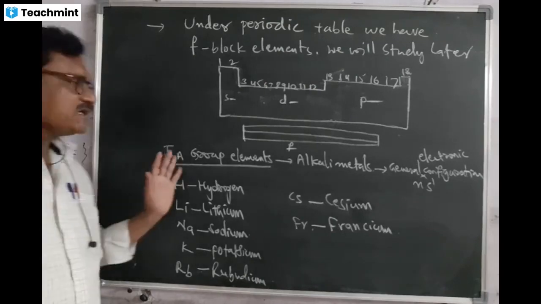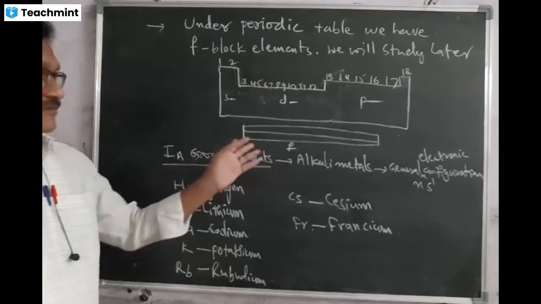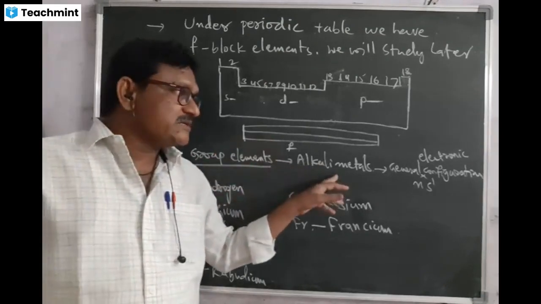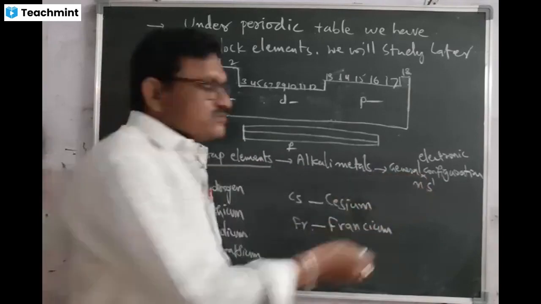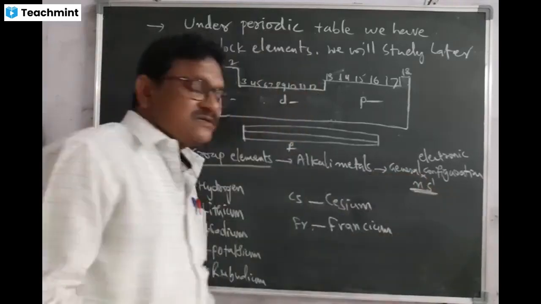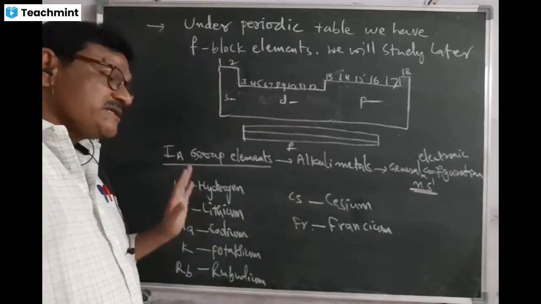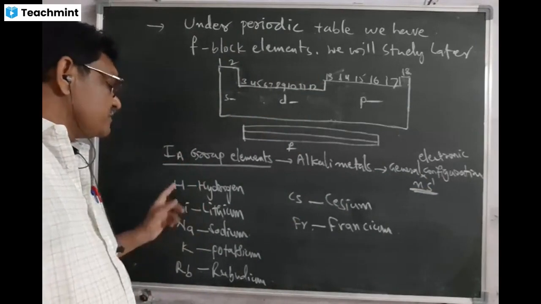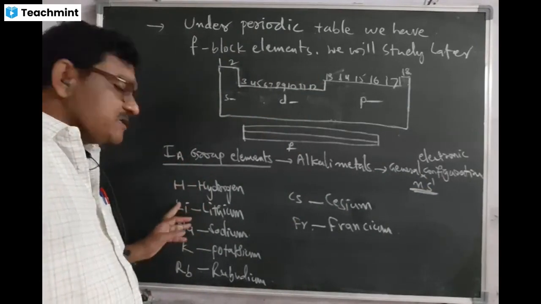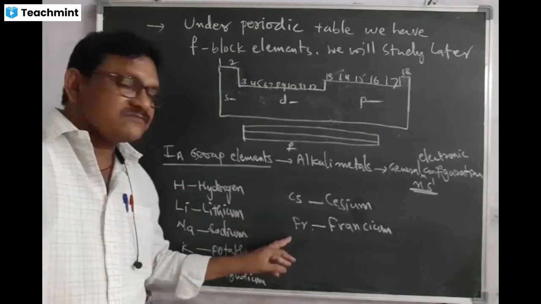Okay, see students, the first A group elements are also called alkali metals. Their general configuration is NS1. Just try to remember the general configuration is NS1. We will discuss it one more time later. So what are the elements you have to remember? First A group elements are nothing but hydrogen, lithium, sodium, potassium, rubidium, cesium, francium.